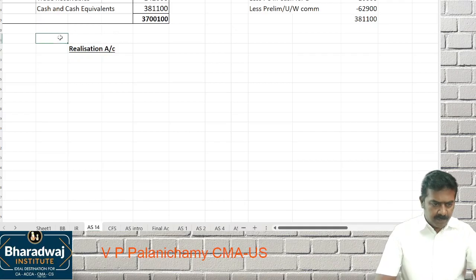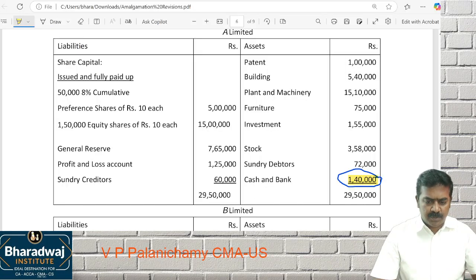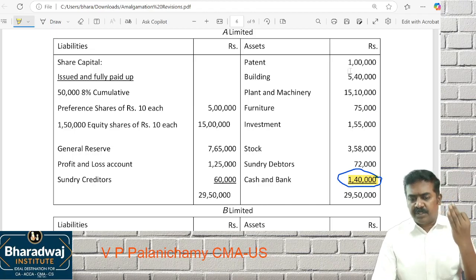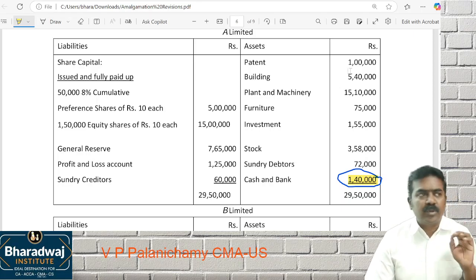The books of which company? The books of A Limited. We'll prepare which account? Realization account. We'll transfer assets. Examination, don't use sundry assets. In classroom purpose, it is okay. All assets other than the cash and bank balance. Patent, we can transfer. Plant, machinery, furniture, investment, stock, debtors, everything we can transfer. At what value? Book value.